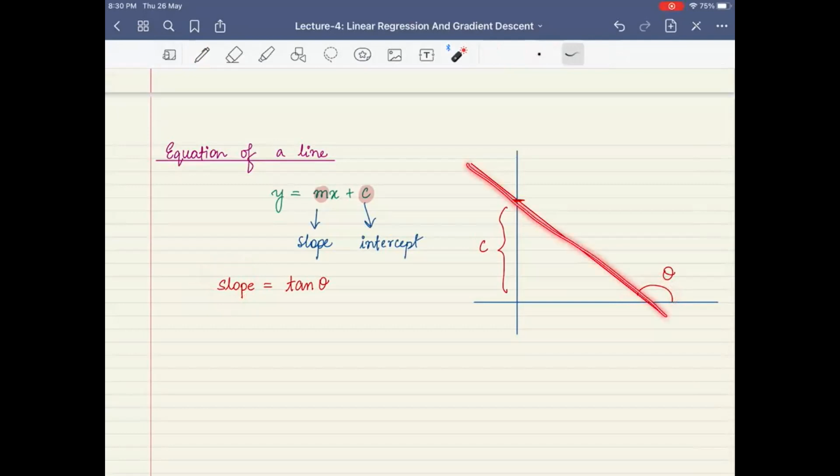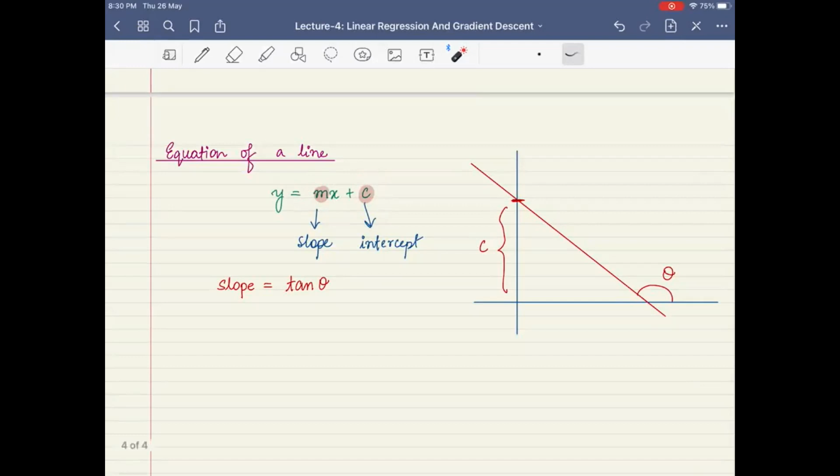This particular line will have a high slope, this particular line would have a lesser slope, and this line would have even less slope, and so on. If you know the slope of a line and the intercept of a line, the line is fixed. By fixing m and c, you fix a line.